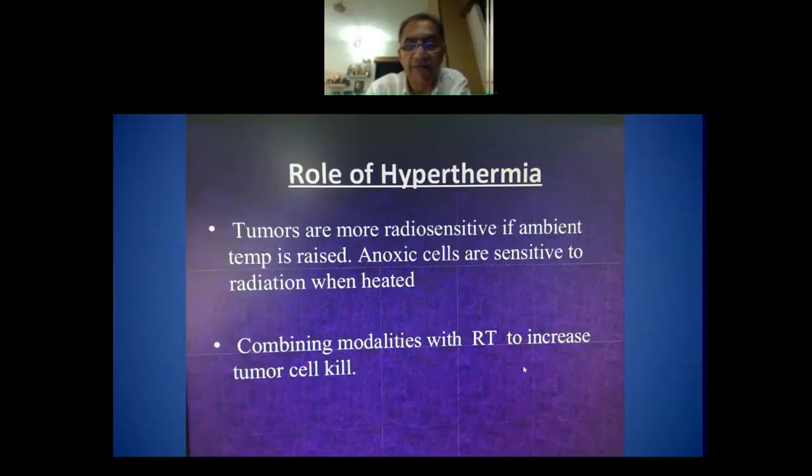Hyperthermia, again, is something which has gone through a long cycle. In fact, Cancer Institute in Adyar used to have hyperthermia equipment many years ago, which became redundant after a few years of use. And again, now there is a recent interest. Some companies have come back into the market with some very compact hyperthermia equipment. The principle is that tumors are more radiosensitive if their temperature is raised. So in addition to giving something like hyperbaric oxygen, you can try out hyperthermia.